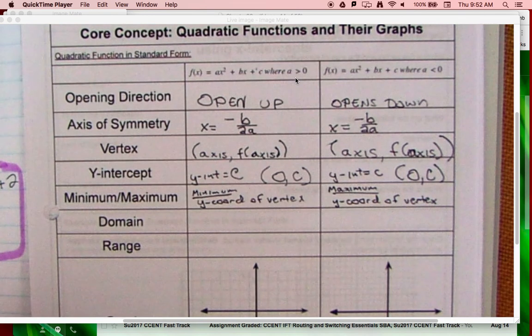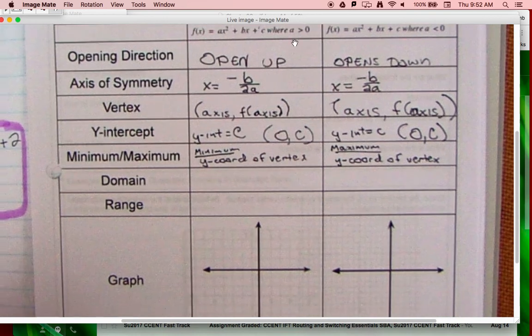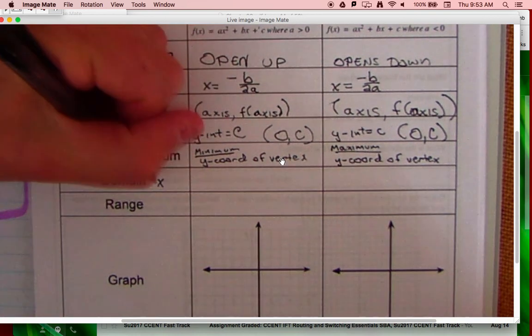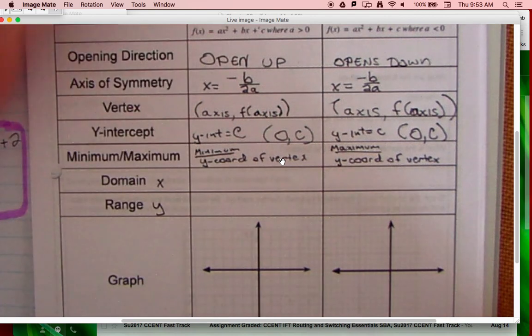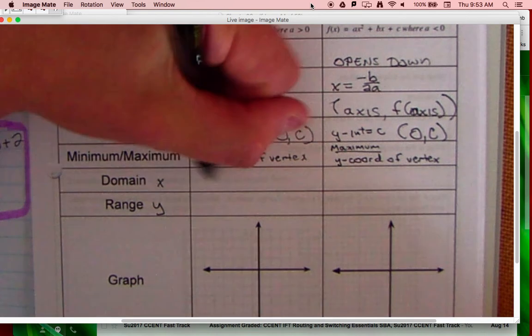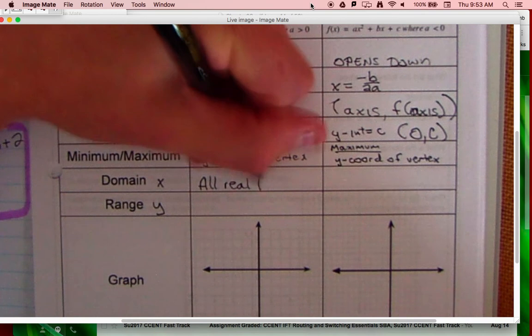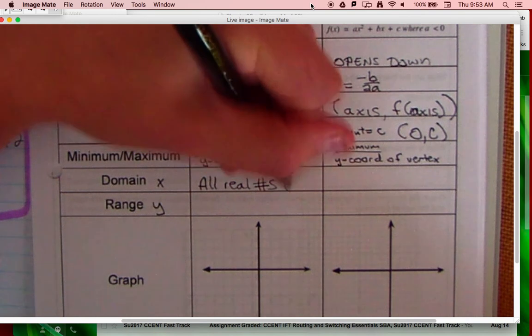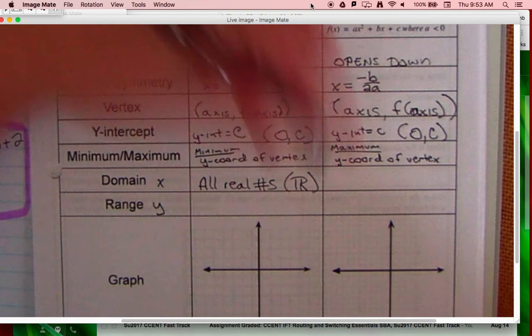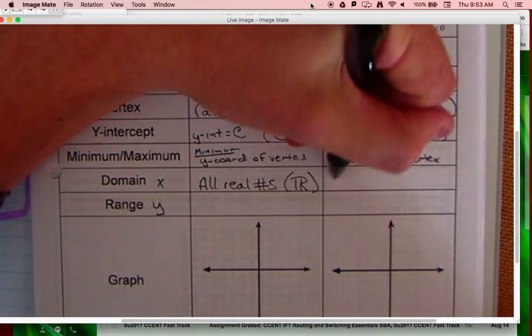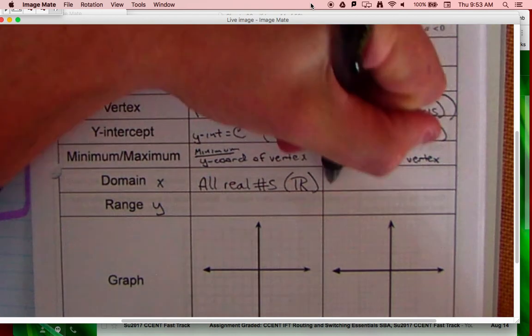Domain and range. We've talked about domain and range off and on throughout the year. Remember, domain is your x-coordinates that work, and range is your y-coordinates that work. So in terms of quadratic functions, the domain is always going to be all real numbers. And remember, we can start using that symbol right there. And that's going to be true whether it opens up or whether it opens down.